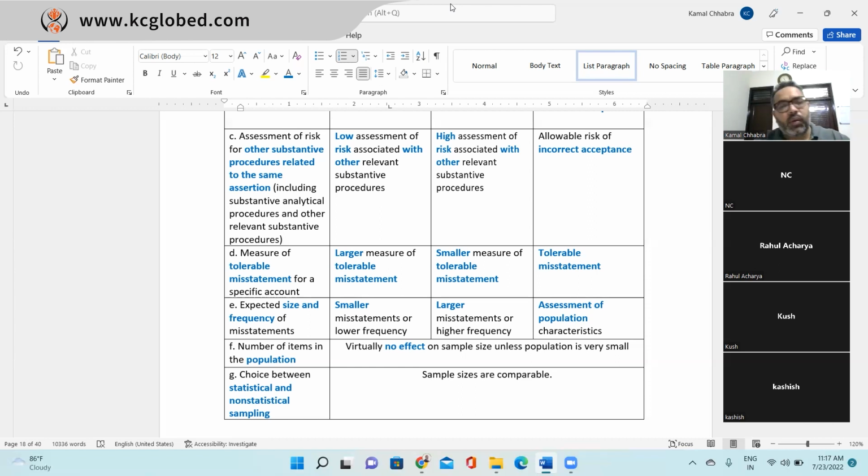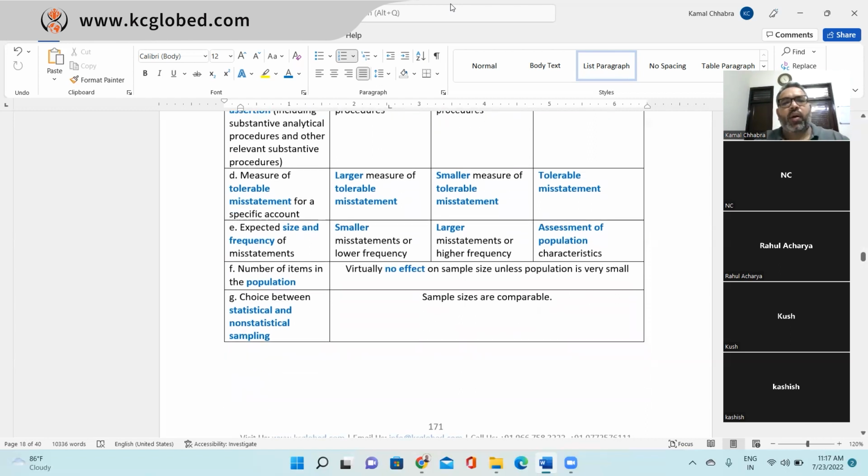Fourth point, measure of tolerable misstatement of specific account. If your tolerable error is high, that means the value of identifying any misstatement as a misstatement is high, then your sample size will be low. If your tolerable error value is low, then it will automatically increase the number of samples, right? Make sense? Yes, sir. In the last column, it depends on the tolerable error amount which you have finalized.